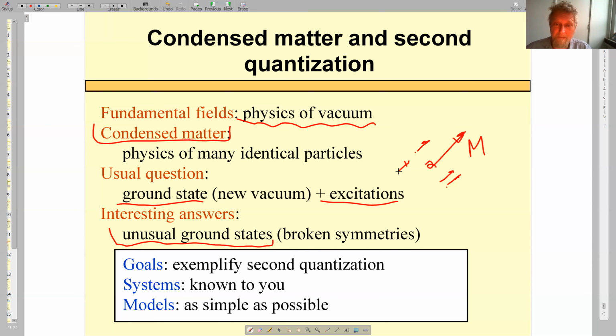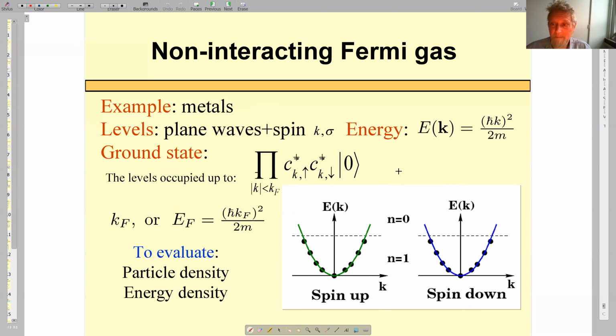Let me become more concrete and perhaps even boring, because it concerns something which I hope at least you know by heart. Let us talk about metals. So what is the most proper and simplest model to describe a metal?